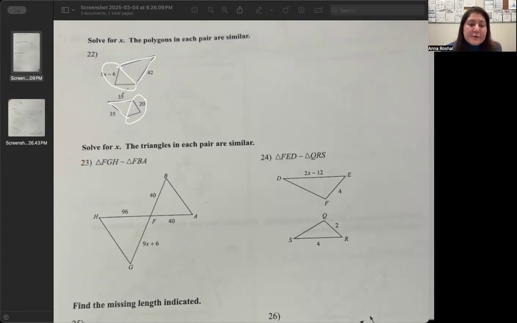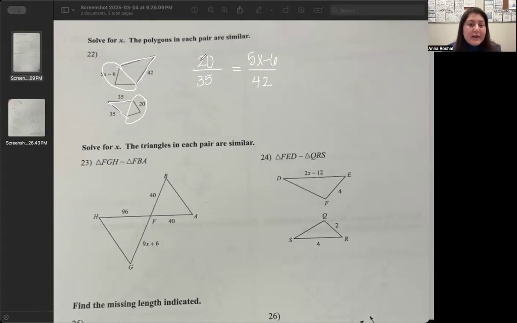So I know that the 35 and the 42 are similar, so I'm going to put both of those in the denominator. So I'm going to put 35 for the smaller triangle, 42 for the larger triangle. My larger pieces are going to be 20 and this 5x minus 6. Once I have my proportions set up, I can go ahead and cross multiply.